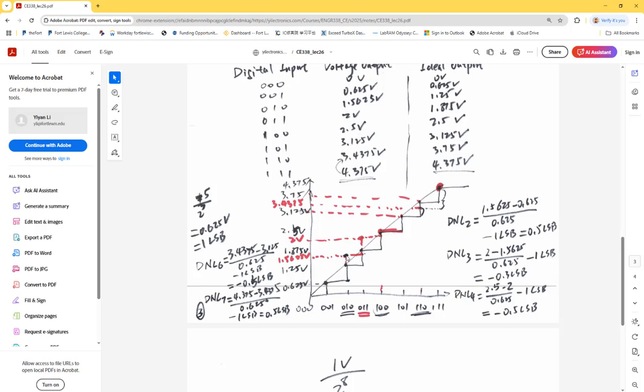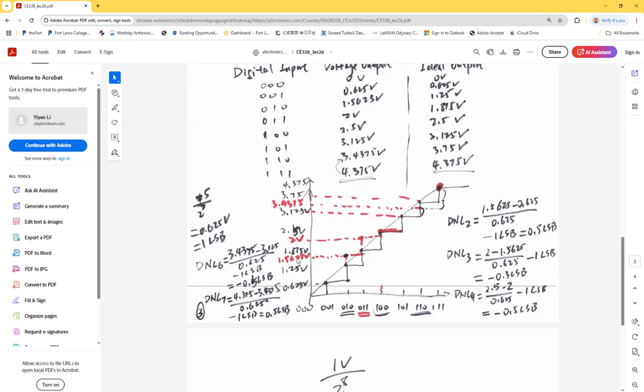DNL is comparing the step size. Keep in mind, DNL is comparing the step size. Every step should be 1 LSB. It's the actual step size minus the ideal step size. That's the DNL. So DNLs are just a comparison of the step size.